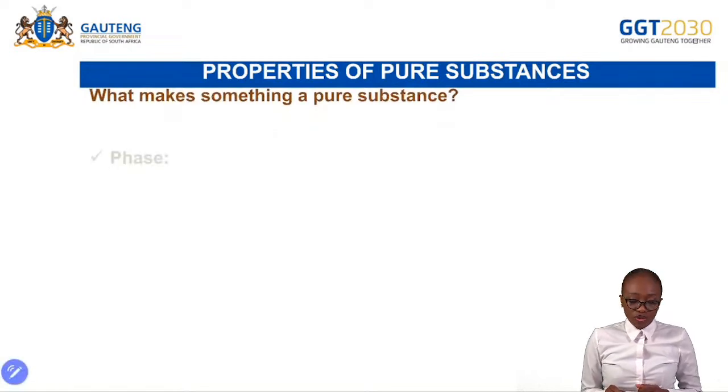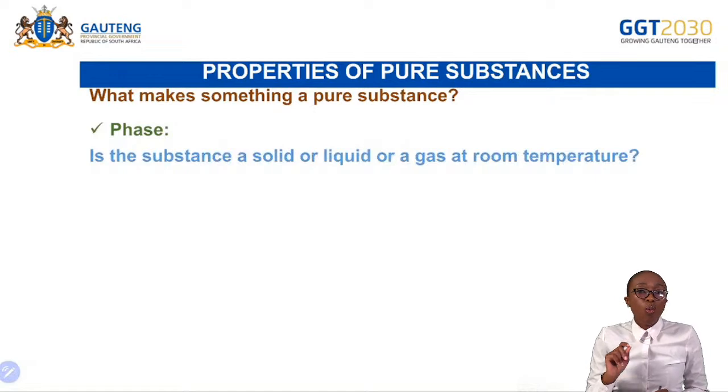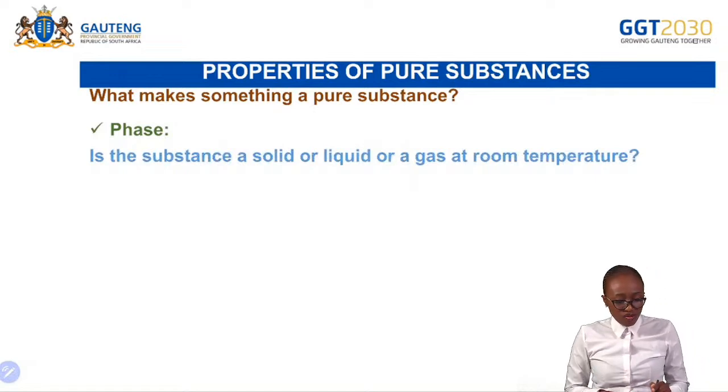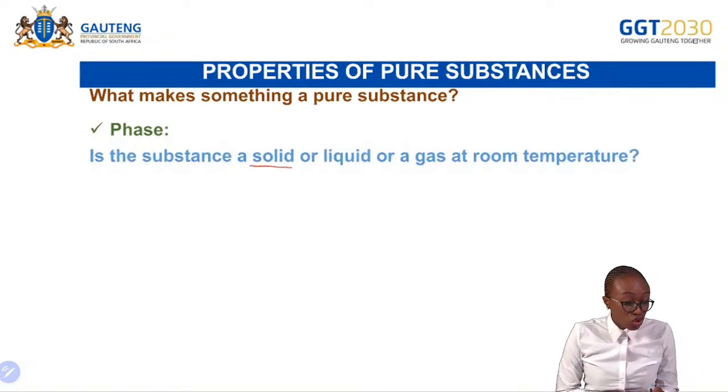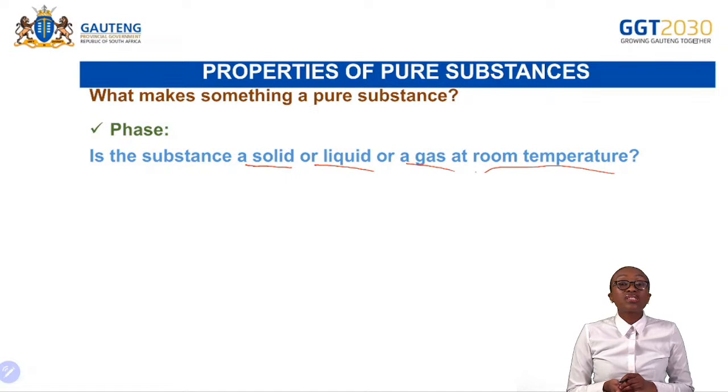What makes it a pure substance? First of all, it's something called phase. When you want to find out what phase means, ask yourself, is the substance solid, liquid, or a gas at room temperature? So the phase has to be the same throughout.